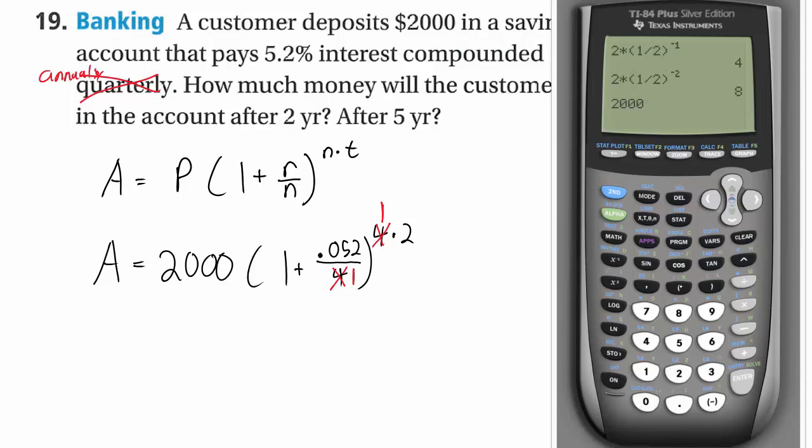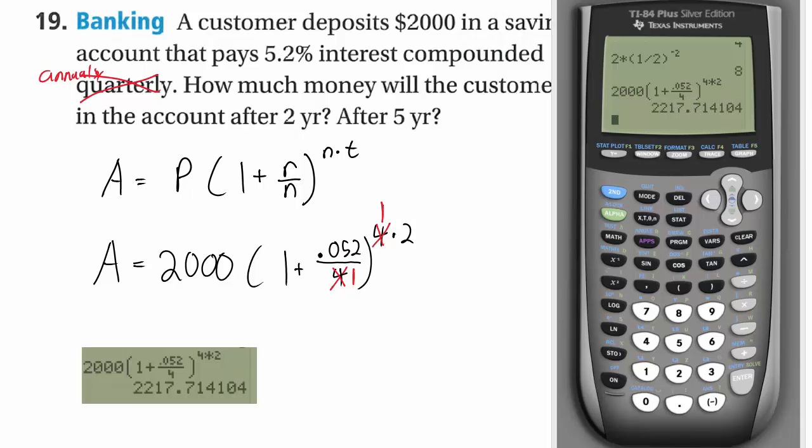2,000 times 1 plus, and I'm going to do alpha y equals because I like the way it looks. So I'm going to take 0.052 over 4, and then I'm going to raise that to the power of, instead of putting like an 8, I'm going to actually put 4 times 2 because the calculator can handle it just fine. This is if I compound it quarterly, so you get about, at the end of 2 years, $2,217, and well, we got money, so it makes sense to round to 2 decimal places. So you get 17 cents.